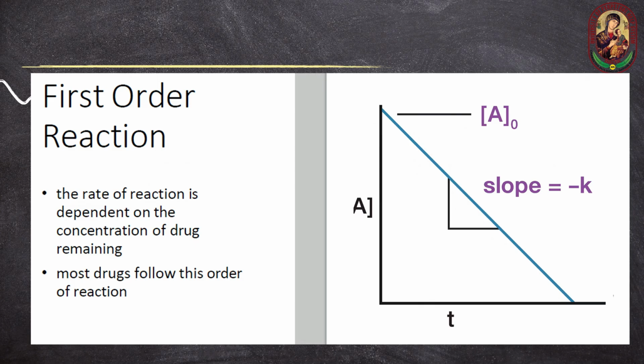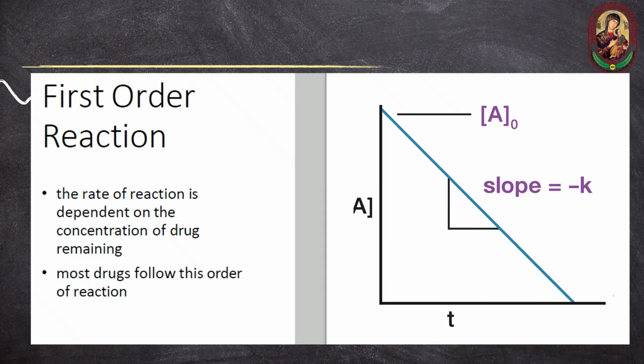In this type of reaction, the rate depends on the concentration of the drug remaining. So habang nababawasan ang drug concentration, bumabagal din ang reaction rate. It's directly proportional. When the concentration is high, the rate is fast. When the concentration drops, the rate slows down. If you look at the graph, you'll notice it still forms a straight line, but only when we plot the natural log of concentration versus time. Here, the slope of the line is negative K, which represents the rate constant.